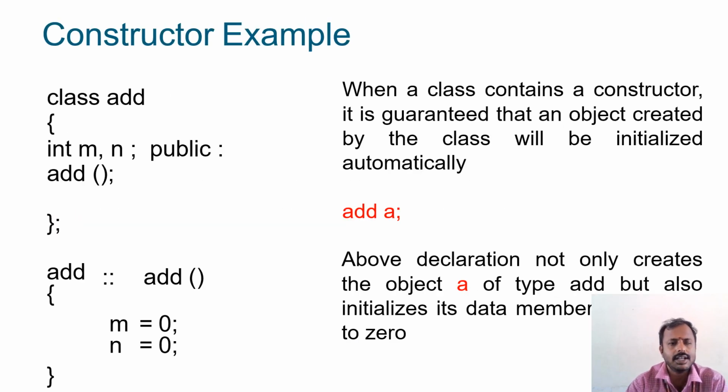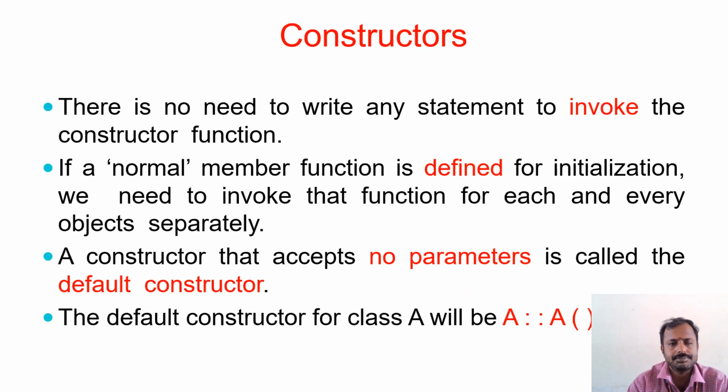So the constructor will have the same name as your class name. You can see here an example. We have a class add. It has public data members int m, n and the constructor add. The constructor will initialize the data member m equal to 0 and n equal to 0 at the time of creation of the object itself. There is no need to write any statements to invoke the constructor. It will be automatically invoked by the compiler when you create an object.